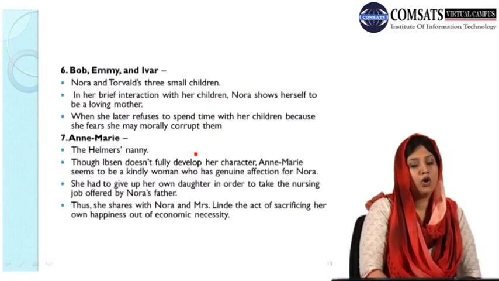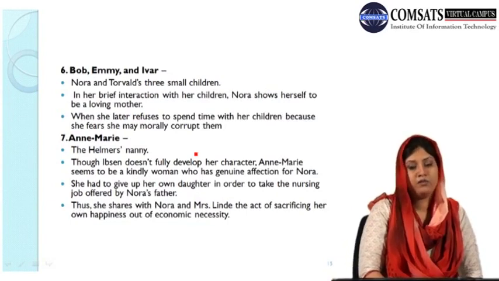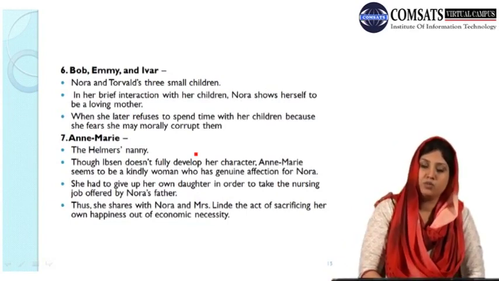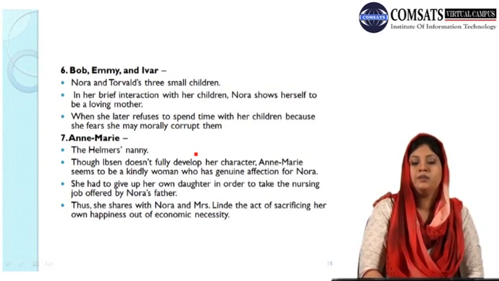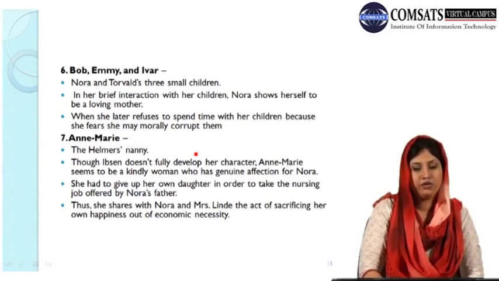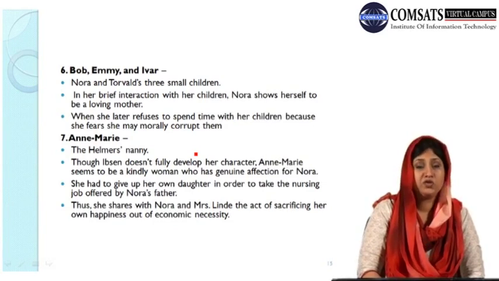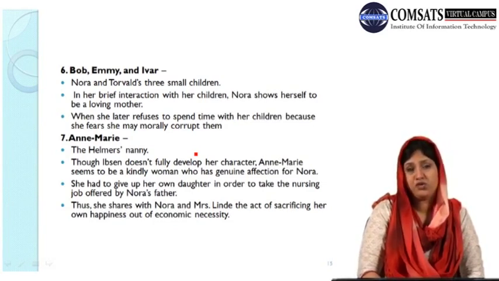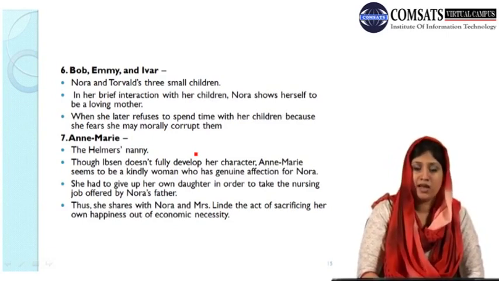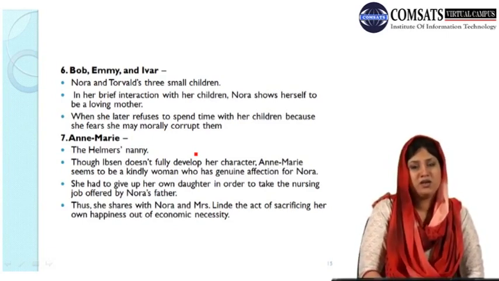Then we have Bob, Emmy, and Ivar, Nora and Torvald's three small children. In her brief interaction with her children, Nora shows herself to be a loving mother. When she later refuses to spend time with her children, it is because, since she has been accused of being a hypocrite or a liar, she fears she may not morally be an appropriate mother because she may corrupt them.